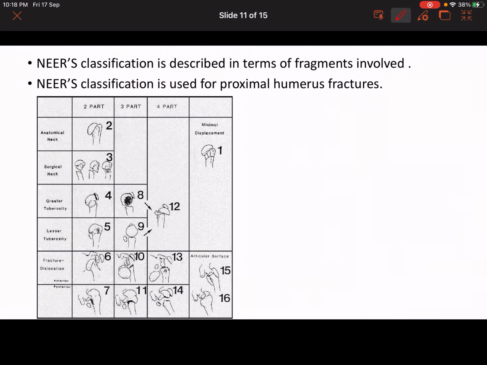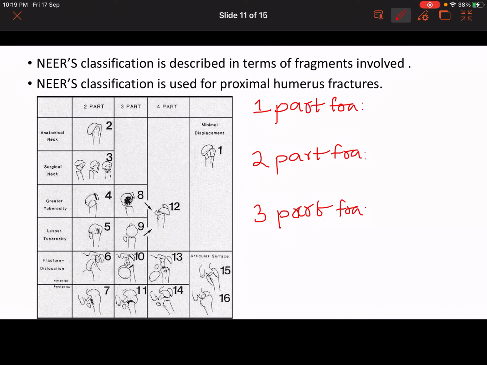Okay, so there is going to be one part fracture, there is going to be two part fracture, and there is going to be three part fracture, and there is going to be four part fracture.